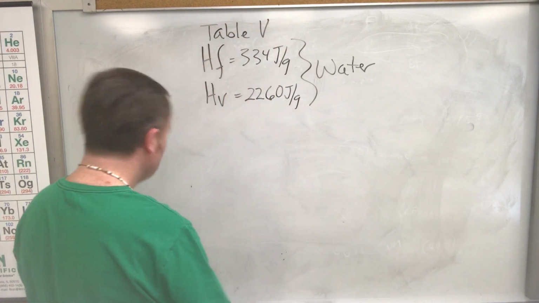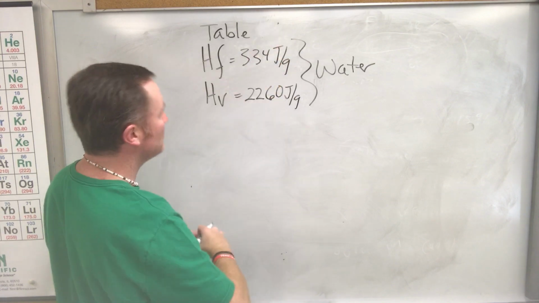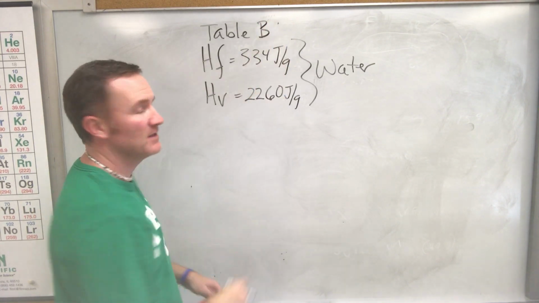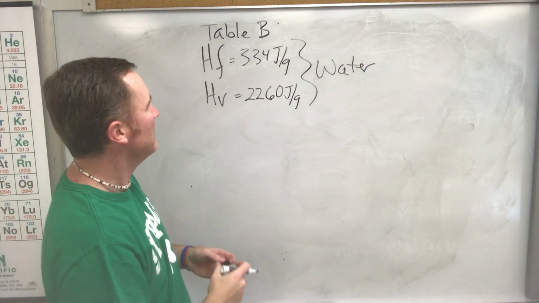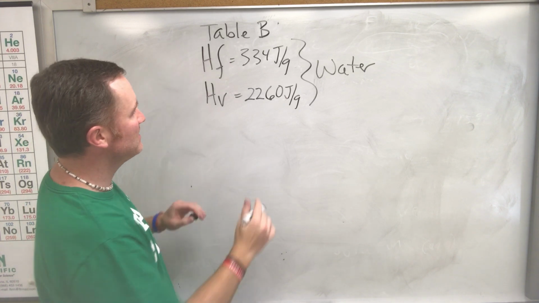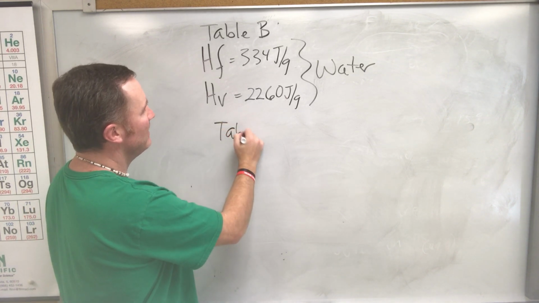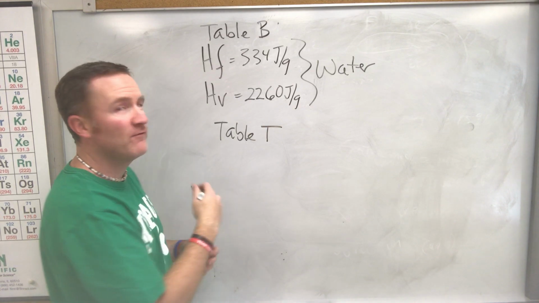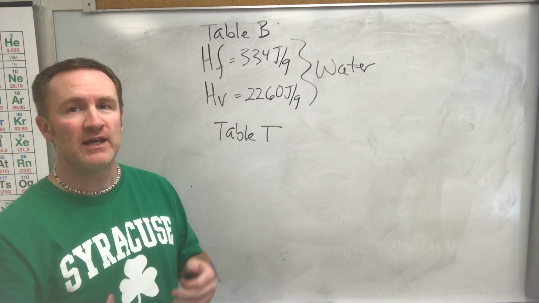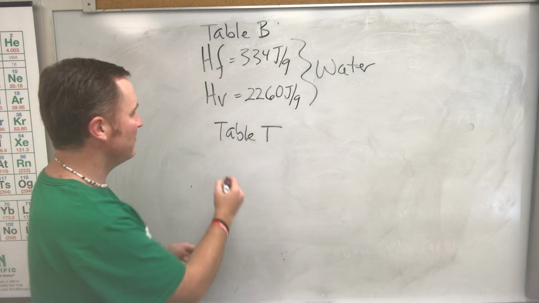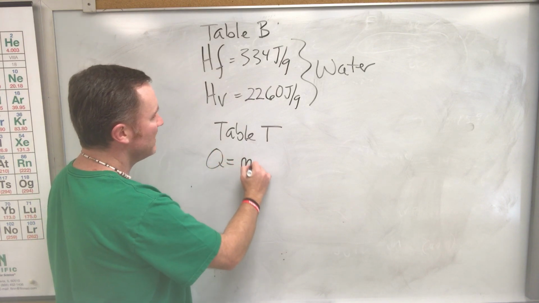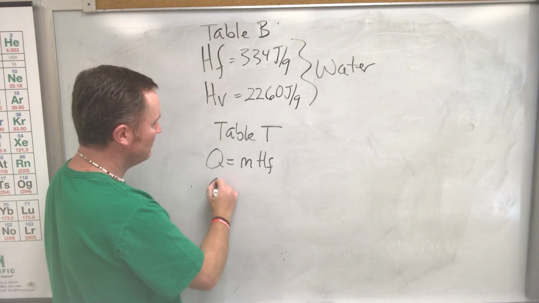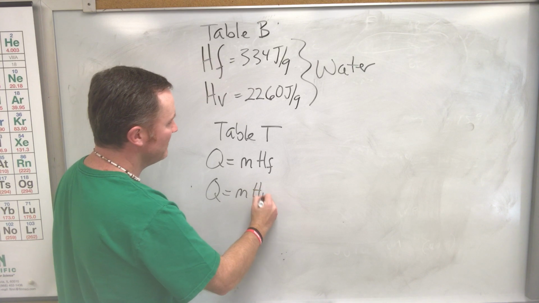Sorry. Brain's not working is what I want to write. So Table B, I said the word value and I wrote the letter B. But where we also see these is on Table T, with our formulas for calculating heat of fusion and calculating heat of vaporization. So Q equals mHf and Q equals mHv.